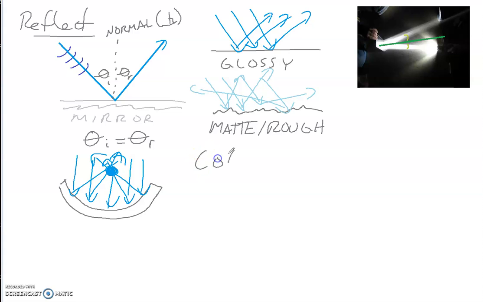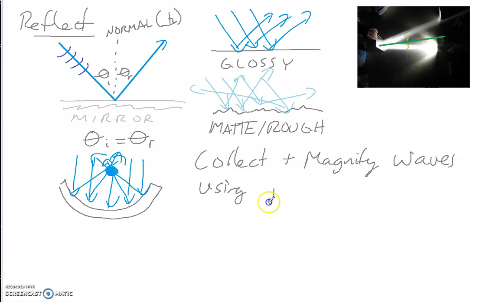Okay, so you can actually collect and magnify waves using parabolic shapes. Okay, and that's how it works. So you can get glossy finish, you can get matte finish, you can magnify, you can do lots of different things with it. You can spread waves out, you can just focus them, you can do lots of different things.